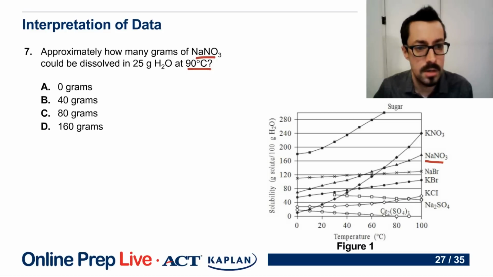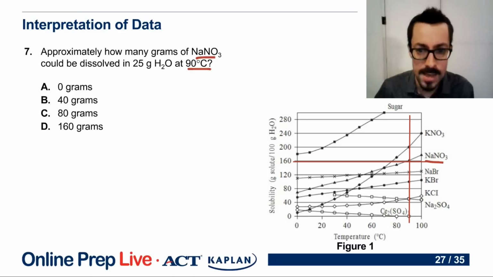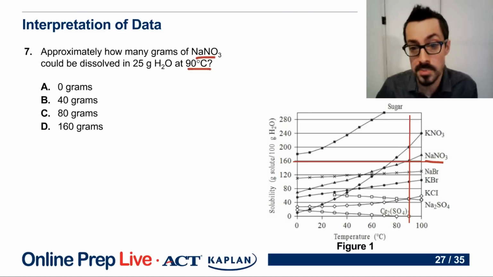So I'm just going to look at my chart and I'm going to draw some lines here at 90 degrees. Let me try and draw these lines straight. Sometimes I draw them a little crooked and that messes everything up. See, I told you that was going to happen. Let me try this again. Draw that kind of straight up there from 90 degrees. And the NaNO3 looks like it hits at that 160. So that seems pretty easy. It looks like at 90 degrees, the grams of solute here is 160.